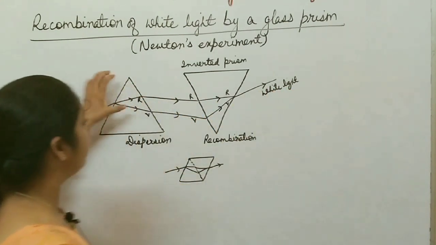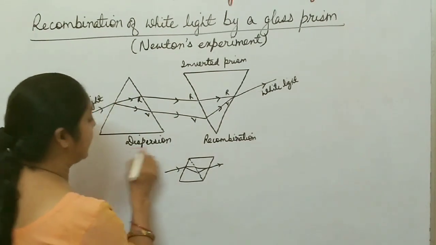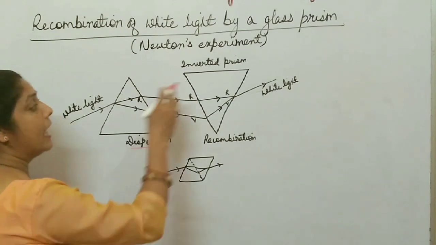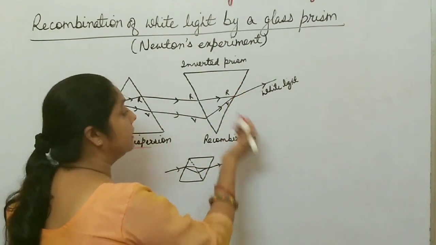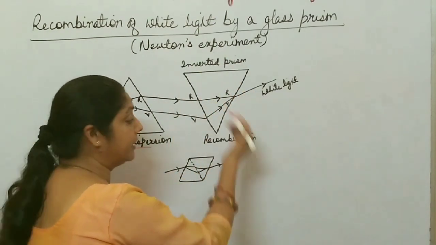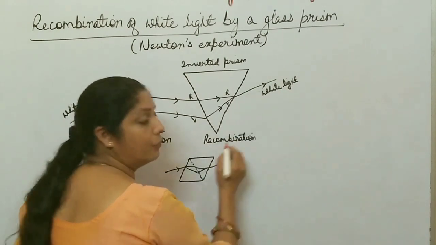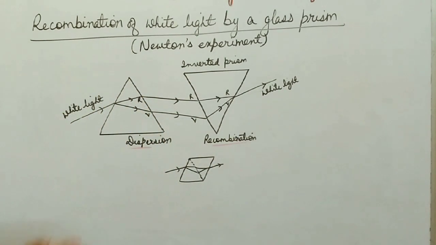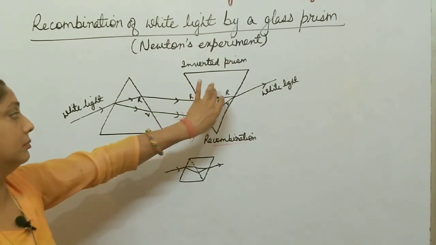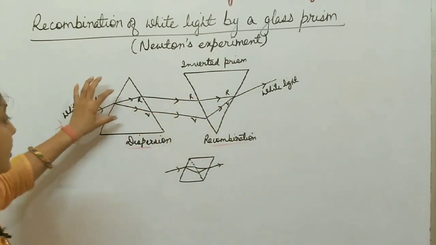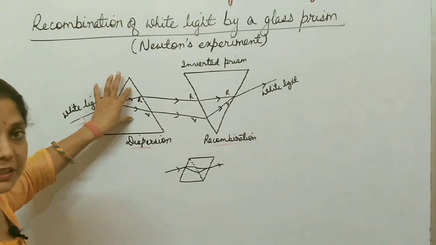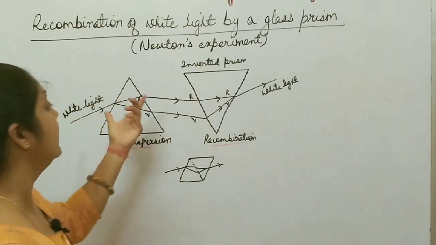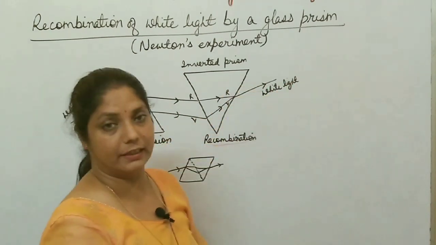It means the first prism acts as dispersion. Through the first prism, dispersion, meaning splitting of light, takes place, and in the second inverted prism this visible spectrum recombines again to form white light. Recombination takes place through the second prism. Here also dispersion takes place, but the angular dispersion produced by the first prism is equal and opposite to that of this inverted prism. That's why these recombine to produce white light.